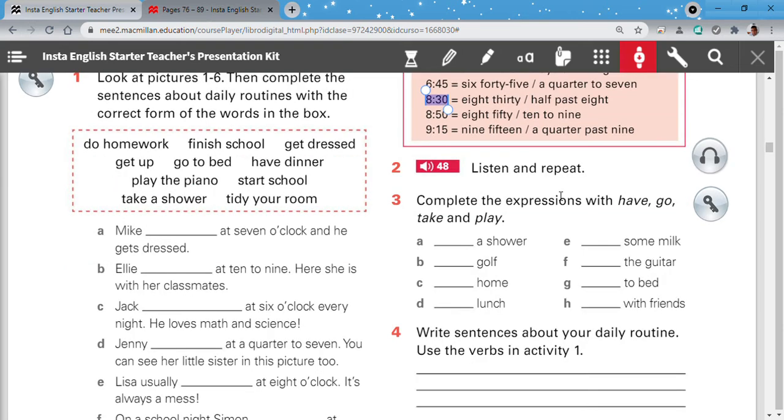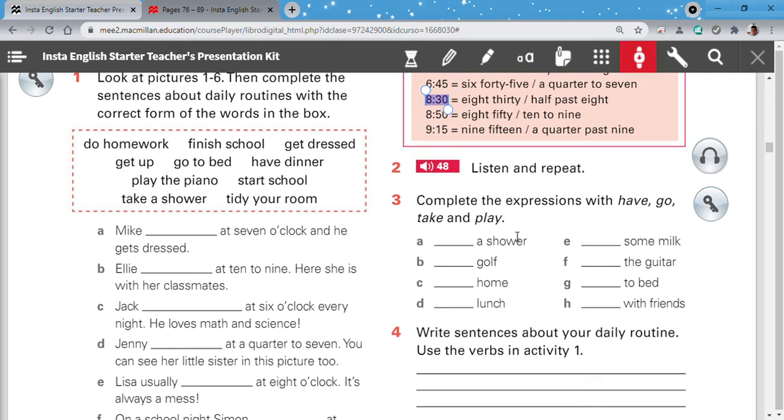Now let's continue. Complete the expressions with have, go, take, or play. Look, those words in number 3 are from the vocabulary. What you have to do is to remember what is the correct verb. For example, letter A, shower. Have a shower, go a shower, take a shower, or play a shower? Excellent. Take a shower. Letter B, golf. It's a sport. Play golf.